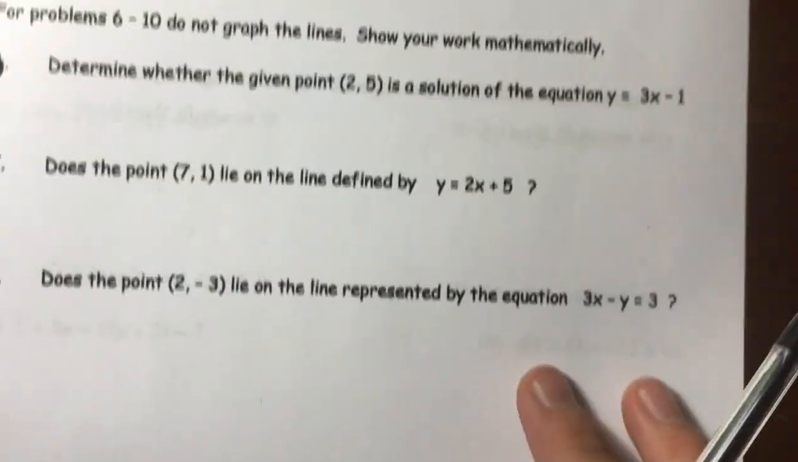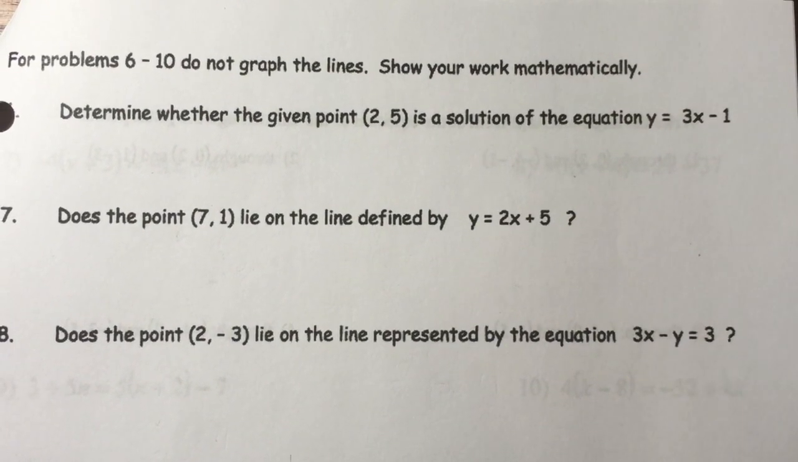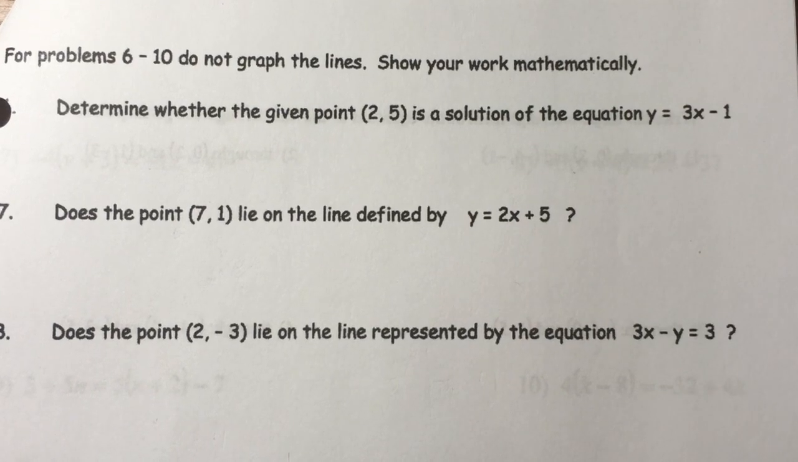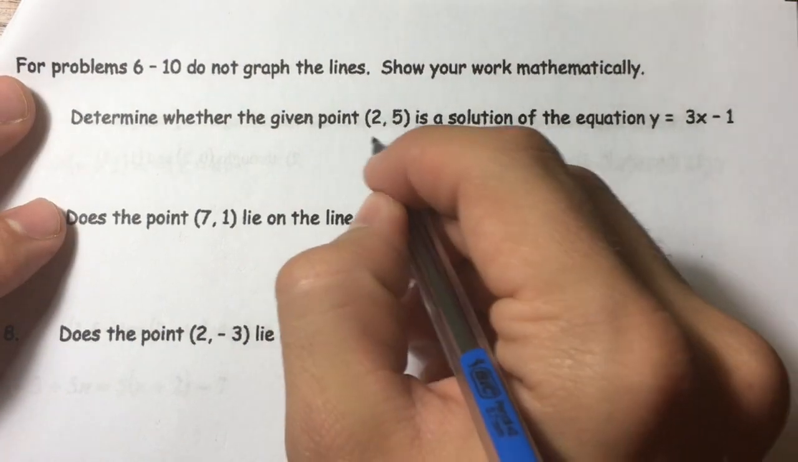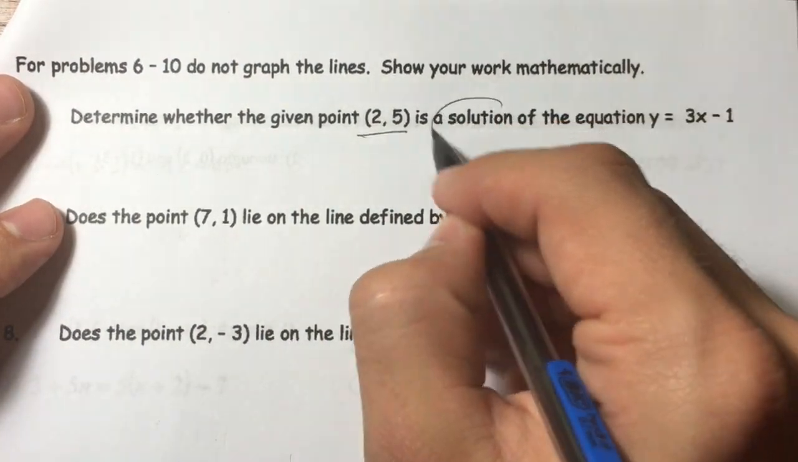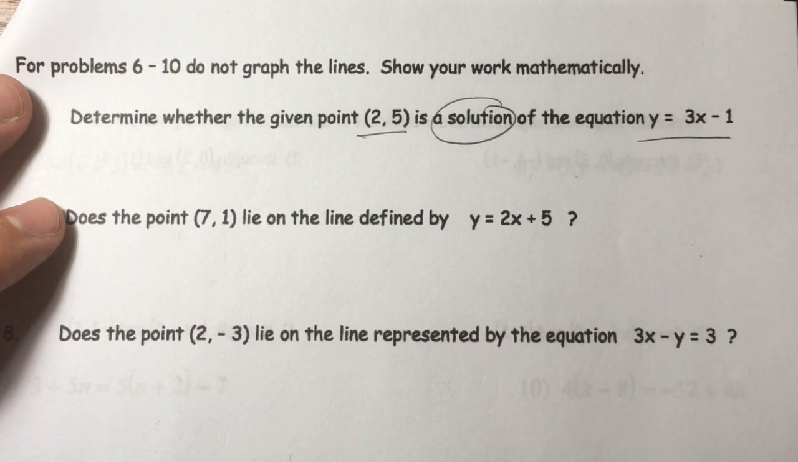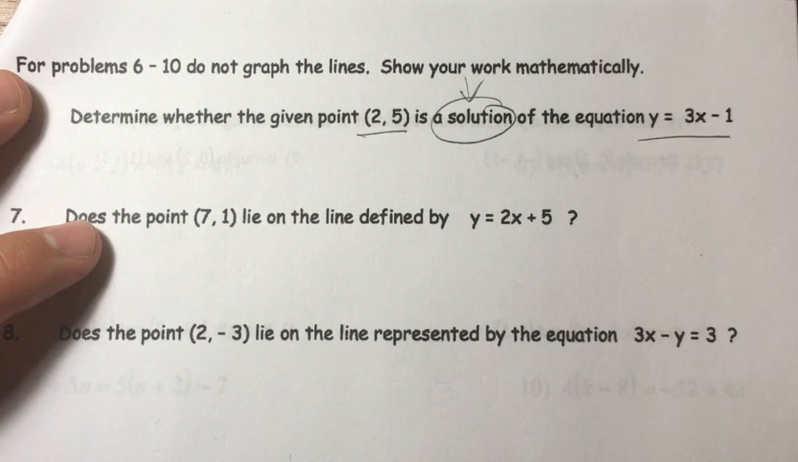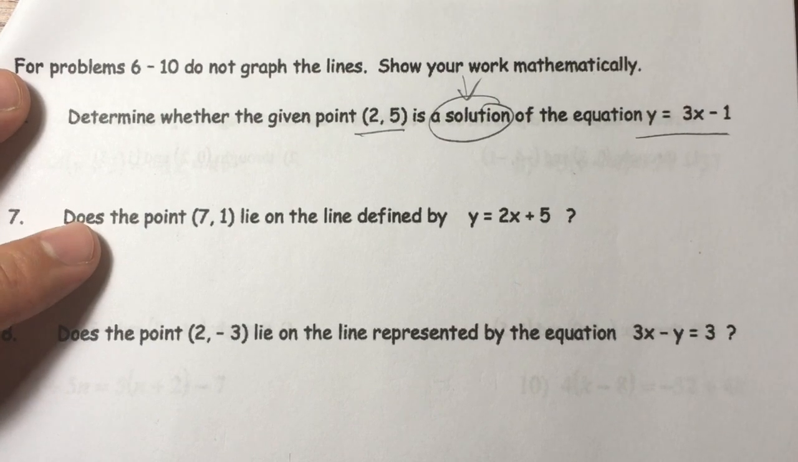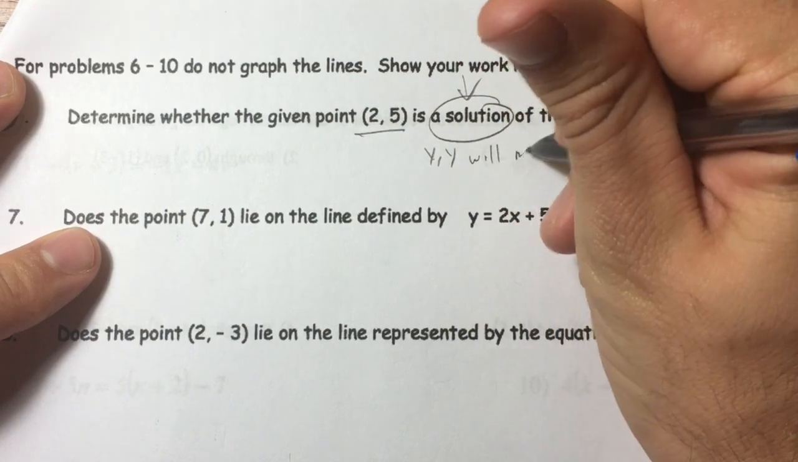All right, so we didn't directly do this this week, but this is a concept that we've kind of used throughout the unit, and we're being asked here, determine whether the given point (2, 5) is a solution to the equation y equals 3x minus 1. So the biggest piece here is we need to have an understanding of what it means for something to be a solution. If something is a solution, that means that the x, y will make the equation true.